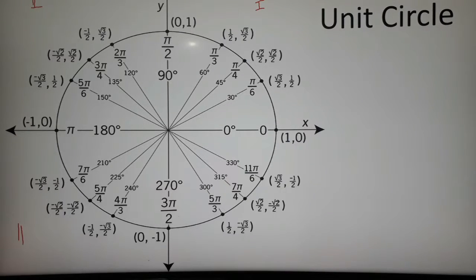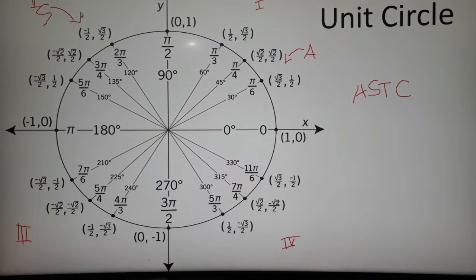There are four quadrants: quadrant 1, quadrant 2, quadrant 3, and quadrant 4. We can use the acronym ASTC, or All Students Take Calculus, to help us remember which trigonometric ratio is positive in each quadrant. A means all are positive, representing quadrant 1. S represents quadrant 2, which means sine is positive. For quadrant 3, represented by T, tangent is positive. And for quadrant 4, which is C, cosine is positive.